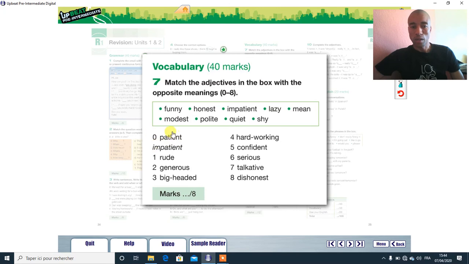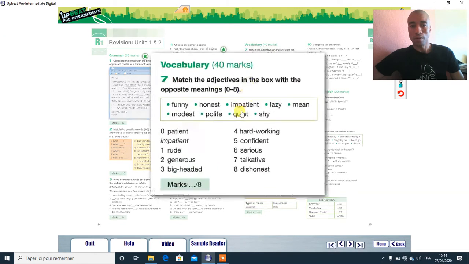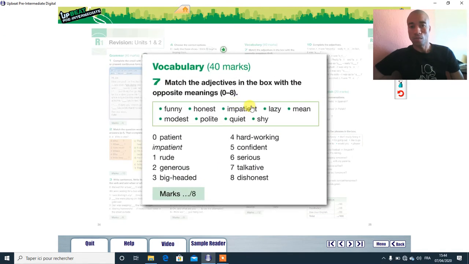We have an example here. Patient, impatient. Okay, patient, impatient. So we cross this one, right? So this one is done. Okay. Then you move to rude, generous, big-headed, hard-working, confident, serious, talkative, and dishonest. Fine. I think this is an easy exercise, right? So I hope that you successfully manage to do it easily, right?